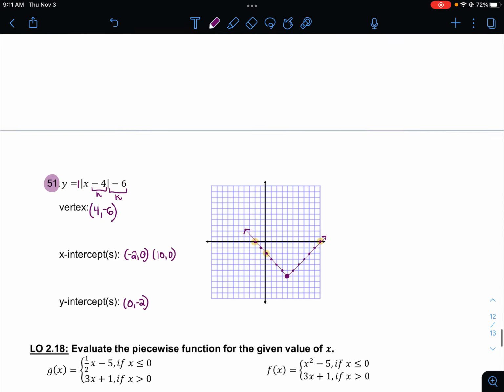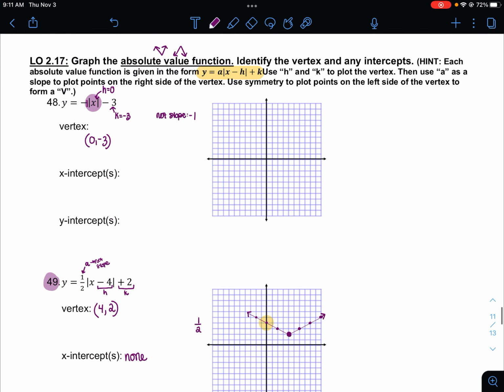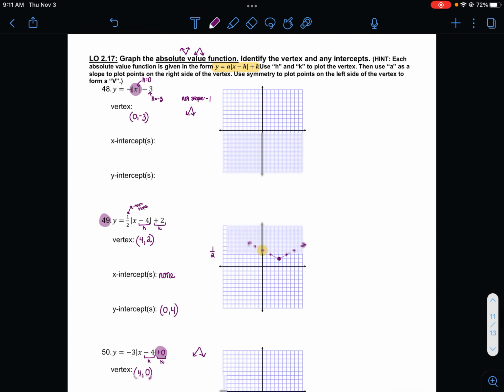So those are absolute value. Number 50 will be an upside down V. You can make a note, it opens down. And same thing with 48, it opens down.